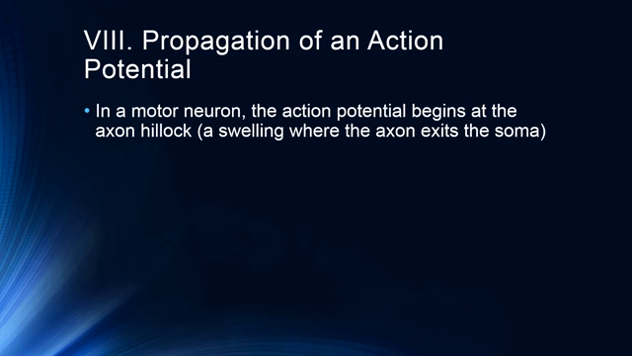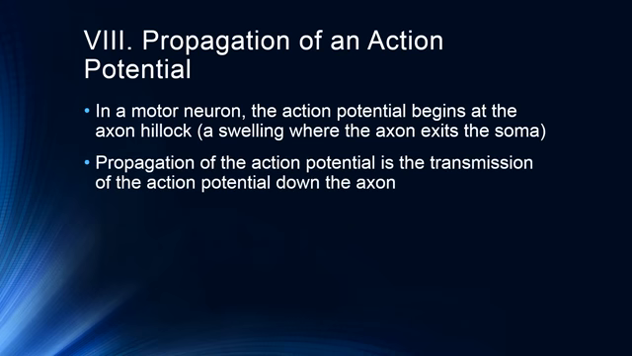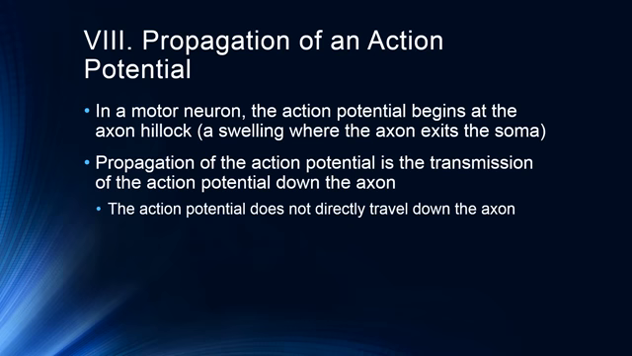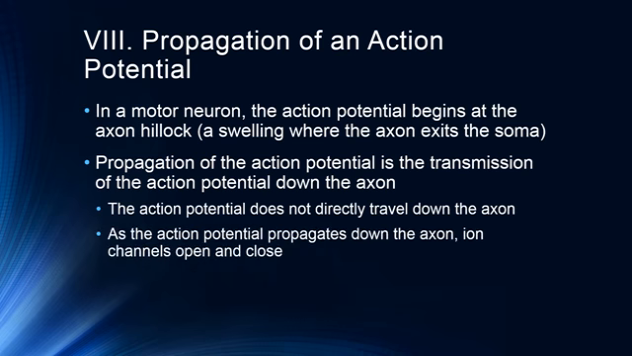The propagation of an action potential occurs differently depending on whether or not it's a myelinated neuron. In a motor neuron, the action potential begins at the axon hillock, the swelling where the axon exits the soma. Propagation of the action potential is the transmission of the action potential down the full length of the axon. The action potential does not directly travel down the axon. However, as the action potential propagates down the axon, ion channels open and close, so it's being propagated down kind of like a wave.